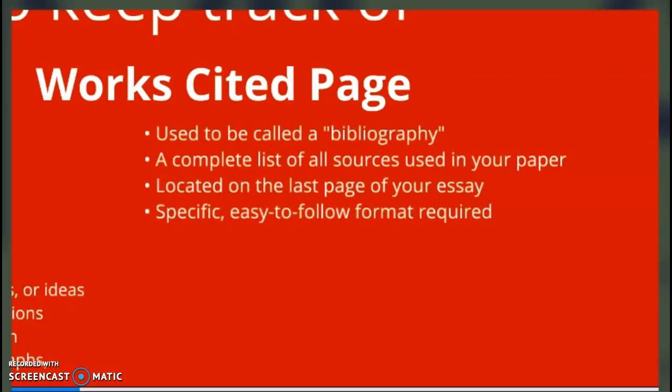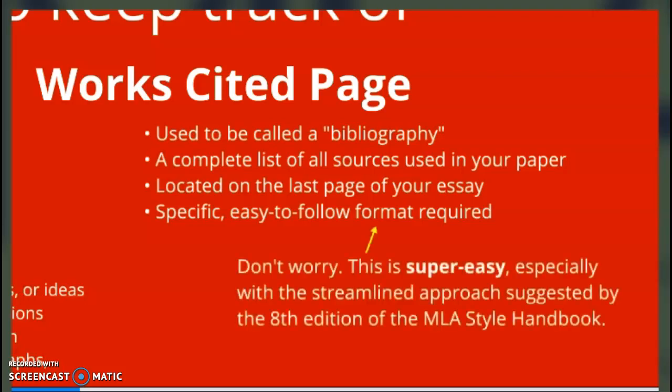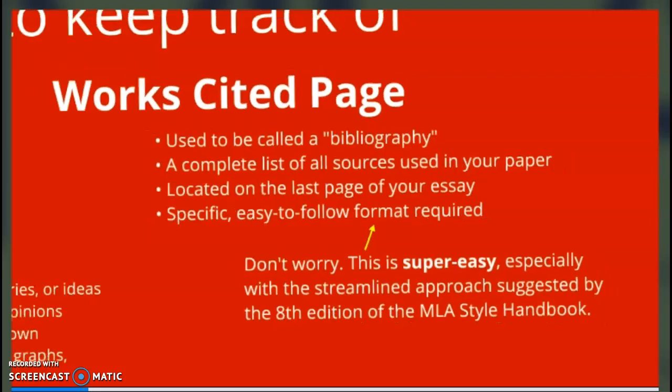The second thing I want you to keep track of is your works cited page. This used to be called a bibliography, but your works cited page is a complete list of all sources used in your essay. It's located on the last page of your essay, and it has to follow a very specific formula. Now, don't worry, this formula is easy. As long as you pay attention to this lecture, it should make a lot of sense. But I want you to get out of the habit of going to sites like NightCite or EasyBib, because those sites almost always incorrectly format your MLA citations. It's much better to do it by yourself and make sure it's done correctly.